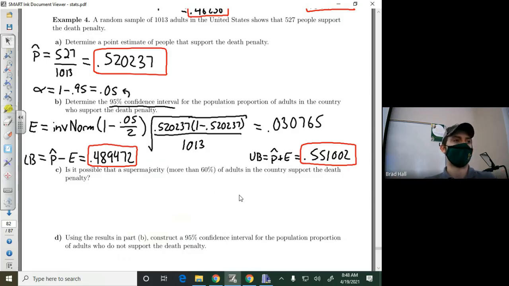Now, 60% is, of course, outside of that interval. Does that mean it cannot happen? Well, it's still possible, because with 95% confidence, that leaves 5% lack of confidence. So it's possible, but it's not likely.